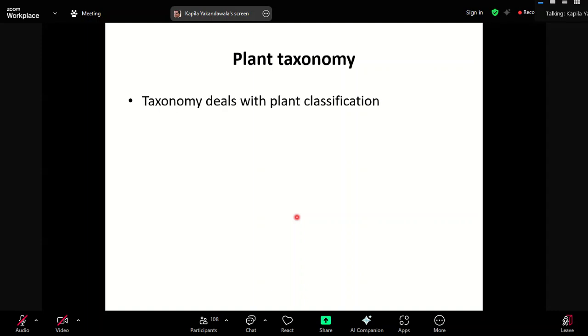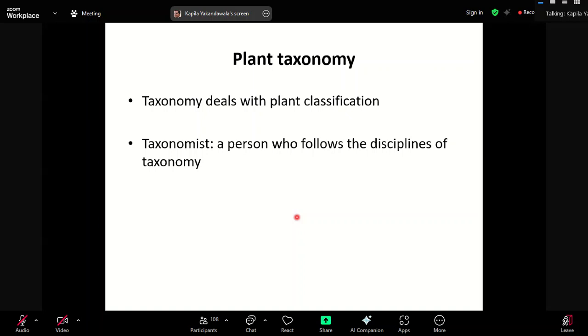Right, plant taxonomy. Taxonomy deals with classification. The person who works on this discipline is called a taxonomist. A person who deals with plantation is called a planter. A person dealing with agriculture is called an agriculturist. Likewise, taxonomist. The newer term used for taxonomy is systematics, plant systematics.